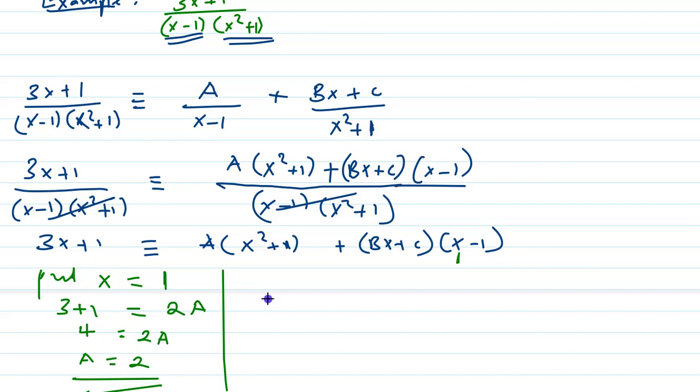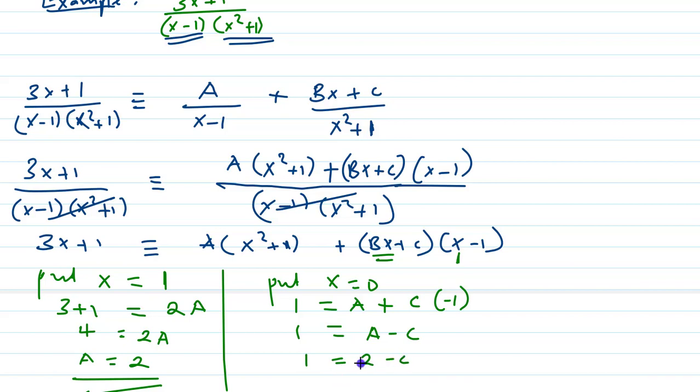Let's go ahead and choose another value. Let's put x equals 0, because that's going to make the coefficient b be 0. In that case we have 1 equals, so what do we have here? That's just A, plus, the whole of this is 0, I only have c into negative 1. So 1 equals A minus c. But I know what A is, so 1 equals 2 minus c. Bring c here, put 1 the other side. So c is going to be equal to 1.